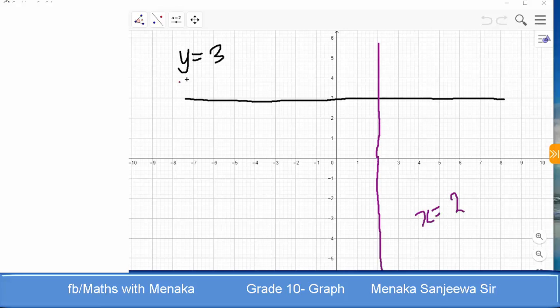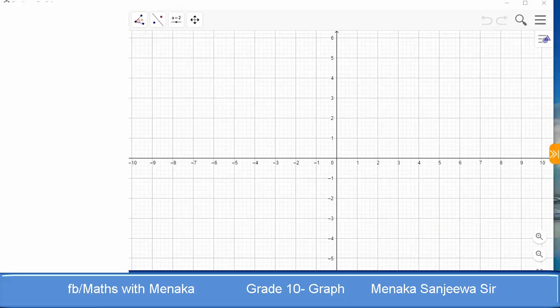If there is only y, the line is parallel to the x-axis. If there is only x, it is parallel to the y-axis. It means if there are only x and y alone, these are parallel lines, so you can draw them at once. That is easy.